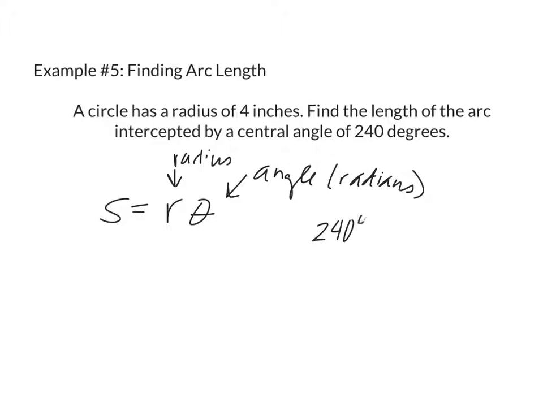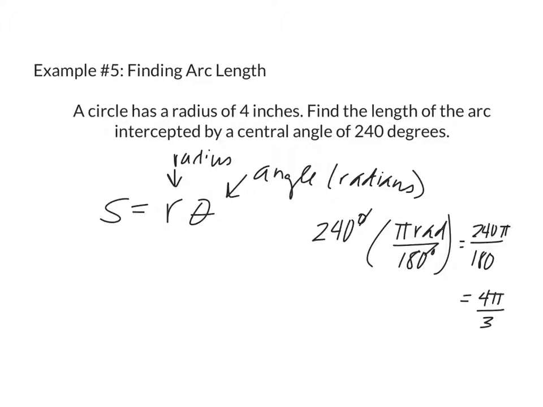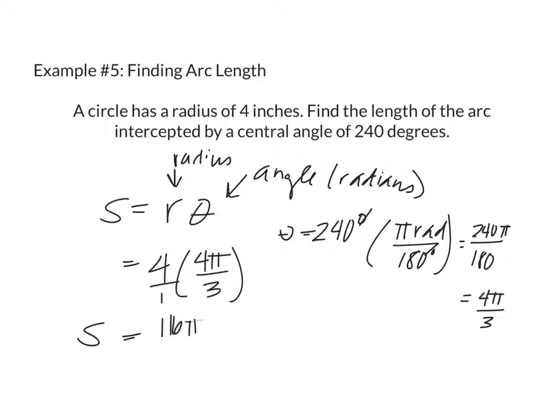So 240 degrees, if I want to change that to radians, I multiply by pi radians over 180 degrees, or just pi over 180. The degrees cancel, so I'm left with 240 pi over 180. They can both be divided by 60, and that leaves me with 4 pi over 3 as my theta. If I continue to solve, R, which is 4 inches, times the radian, which is 4 pi over 3, multiplied straight across, gives an arc length of 16 pi over 3.